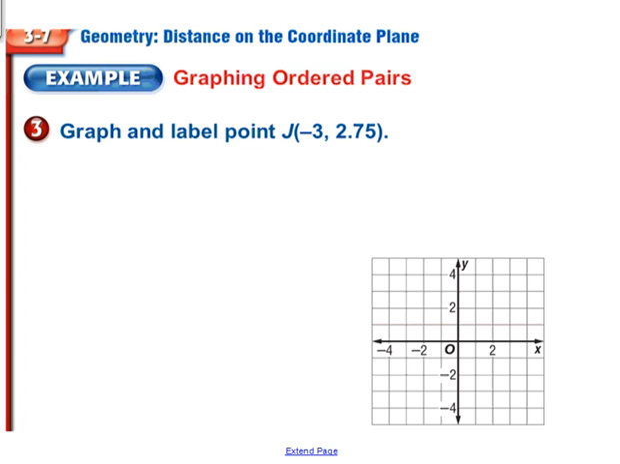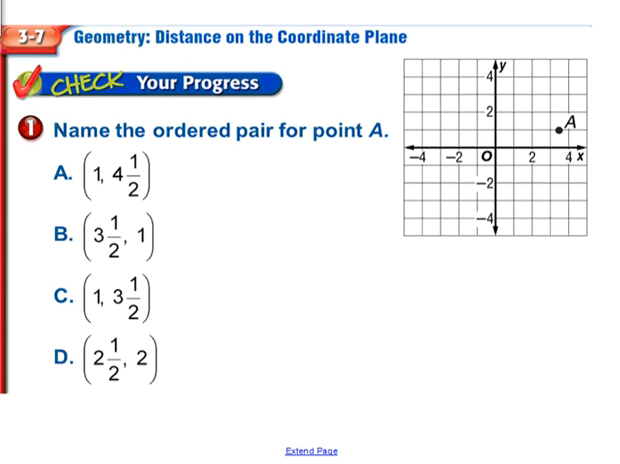On this one we're asked to label the point -3, 2.75. So the -3 tells me I move to the left 3 units on the x plane, 1, 2, 3 units, and then I move up positive 2.75. 1, 2, about 3/4 of the way. That's a little high. 2.75, and that's point J. Please take a moment to do this on your own. Pause the video, select your answer, A, B, C, or D, and then turn the video back on and we'll check your work.